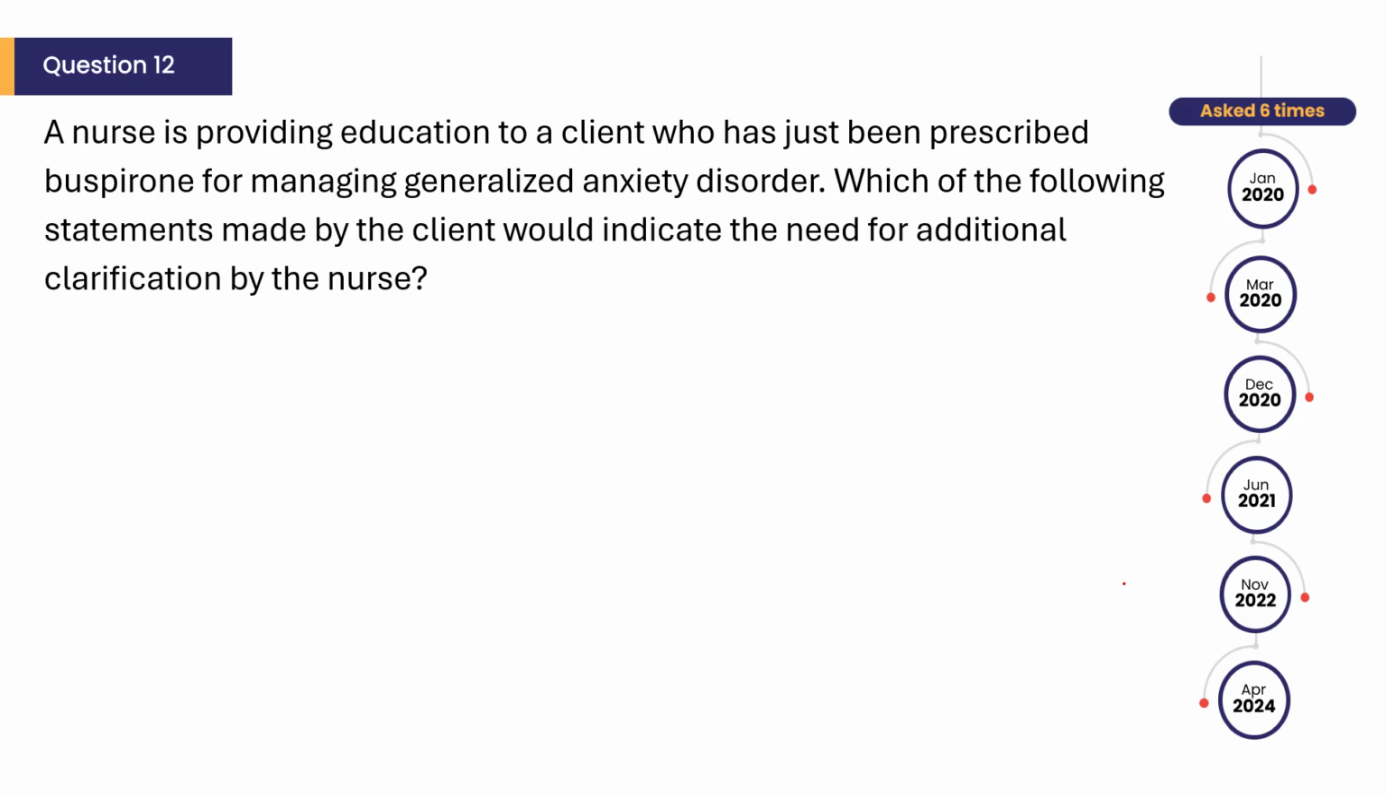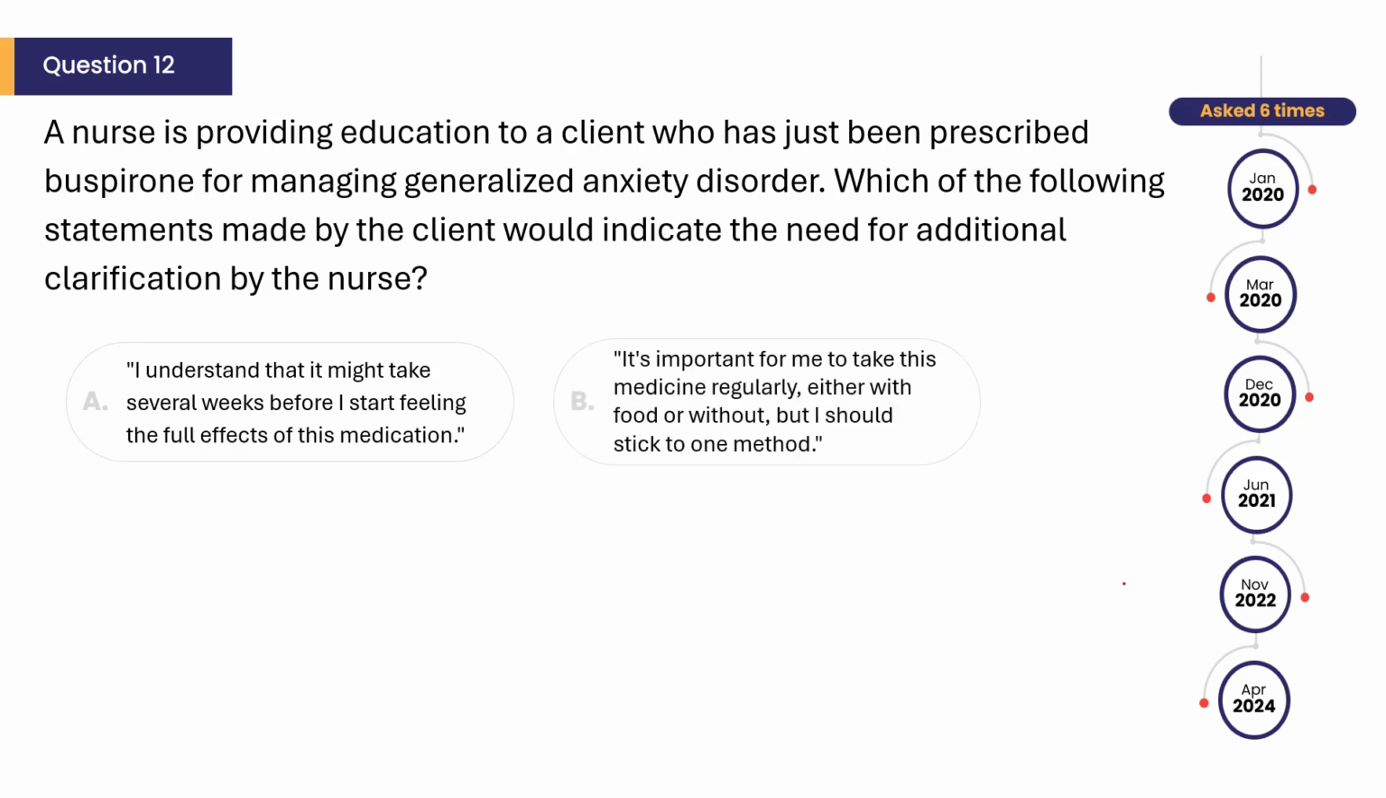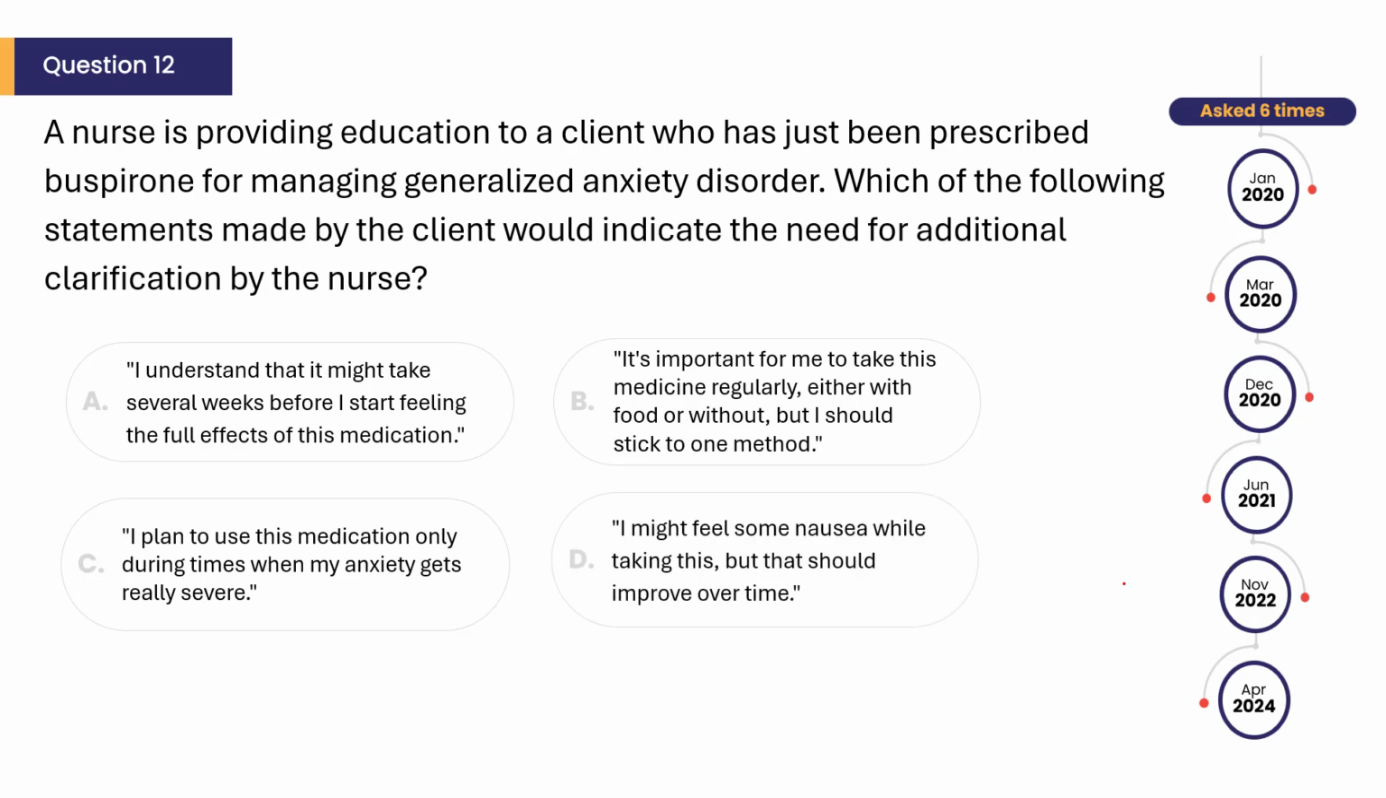A. I understand that it might take several weeks before I start feeling the full effects of this medication. B. It's important for me to take this medicine regularly, either with food or without, but I should stick to one method. C. I plan to use this medication only during times when my anxiety gets really severe. D. I might feel some nausea while taking this, but that should improve over time. The correct answer is C. I plan to use this medication only during times when my anxiety gets really severe.